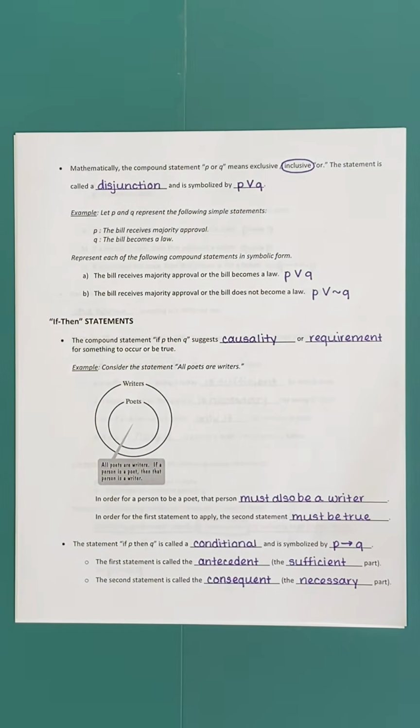Okay, so and and or, those are connectives you're familiar with. You use those terms in real life. The only one, again, we have to be careful about is the word or.